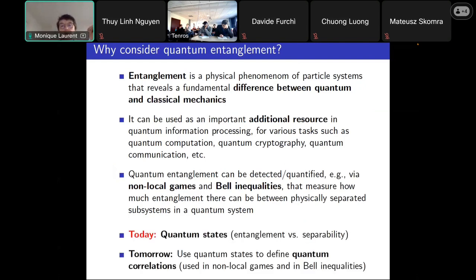But today, what I want to do is a very simple thing, in a sense, is to discuss quantum states and what is entanglement versus separability. And tomorrow we will see how these quantum states can be used to define so-called quantum correlations.